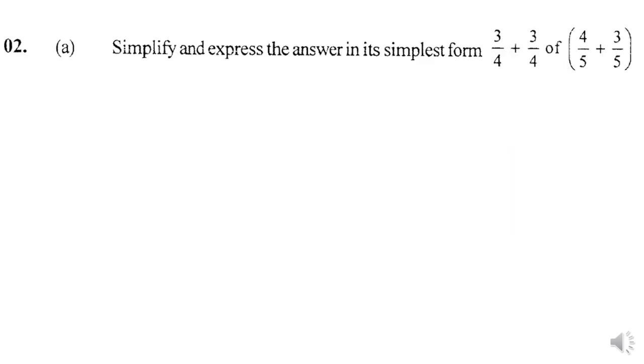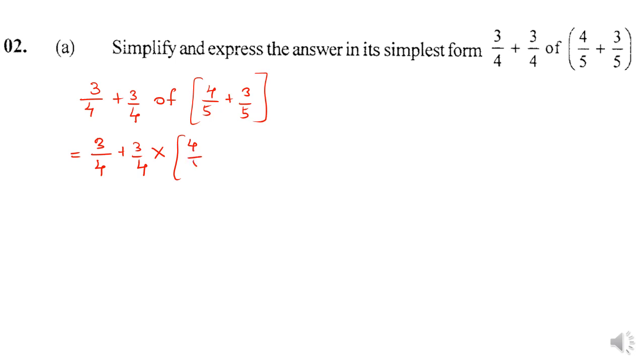Simplify and express the answer in its simplest form: 3 over 4 plus 3 over 4 of 4 over 5 plus 3 over 5. Here you have to remember BODMAS, and also you have to know that "of" means multiplication. 3 over 4 plus 3 over 4 of, means into, 4 over 5 plus 3 over 5. And in this case you must remember this. I will show you the terms in this one.